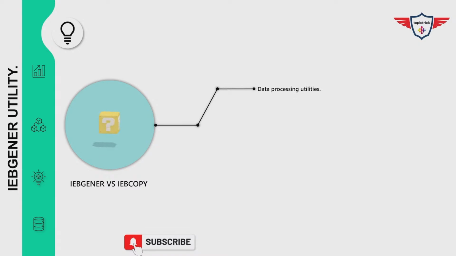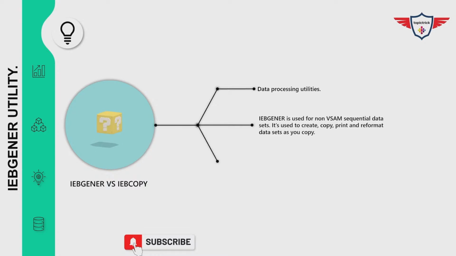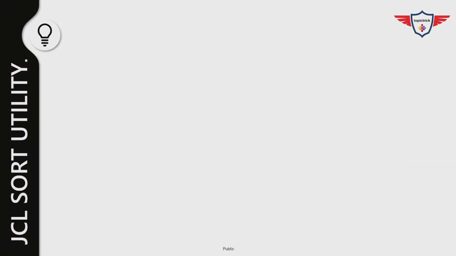Well, the correct answer is that both utilities are used for data processing. IEBGENER utility is used for non-VSAM sequential datasets. It is used to copy, create, print, or reformat datasets as you copy. On the other hand, you have IEBCOPY, which is primarily used to perform operations on partitioned datasets or PDSE. It is used to copy, merge, compress, or archive a PDS into a sequential file.